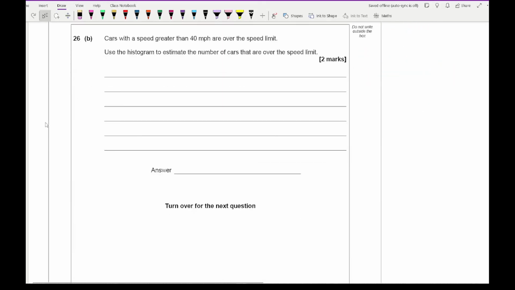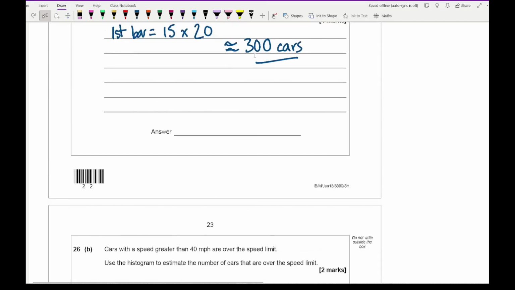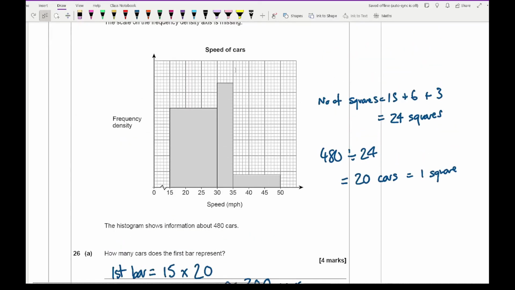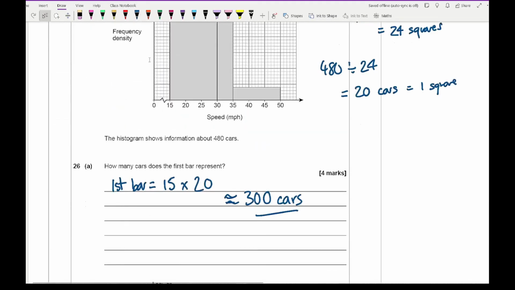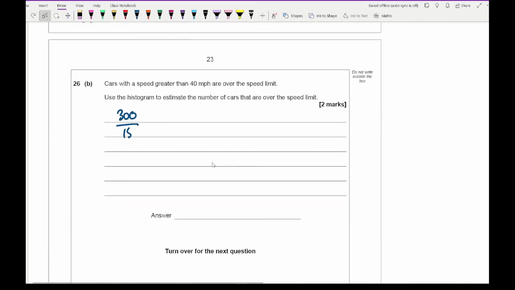For question 26b, it says cars with a speed greater than 40 miles per hour are over the speed limit. Use the histogram to estimate the number of cars that are over the speed limit. So going back to the graph, if this is going to represent 20, then what we've got is 300 from the first bar. We need to then try and label what the cars are. So here I've got 300 divided by the class width, which is 15, if I'm not mistaken. Yeah, 15, and that equals 20.